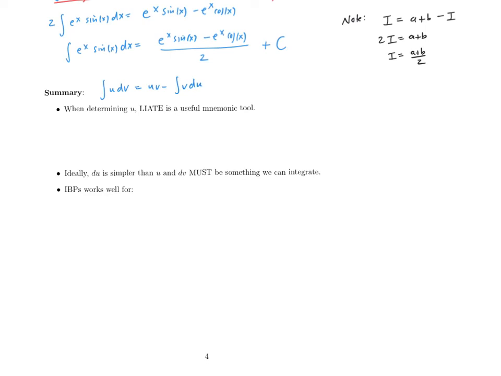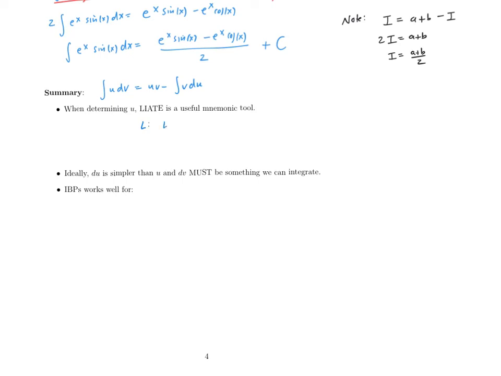And in order to get started with our integration by parts, we need to make a choice. Which function in our integrand is going to play the role of u? And there is a mnemonic tool that we can use to assist us. So what we want to remember when it comes to determining u is LIATE. And what LIATE stands for is as follows.